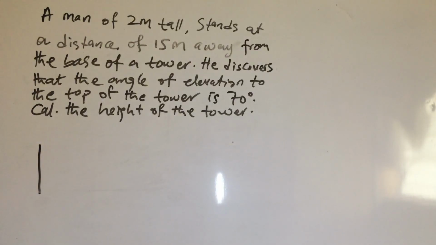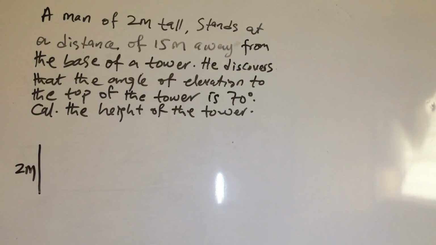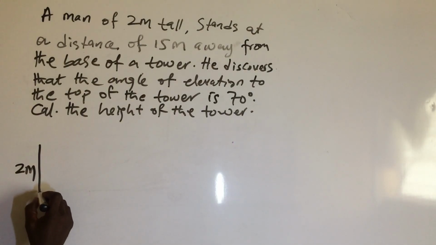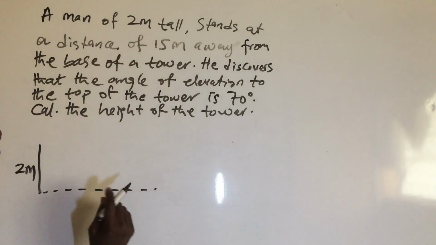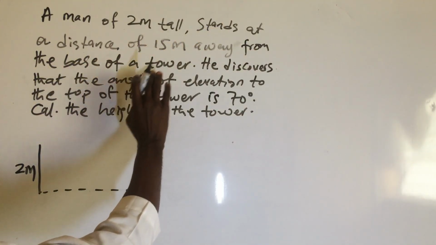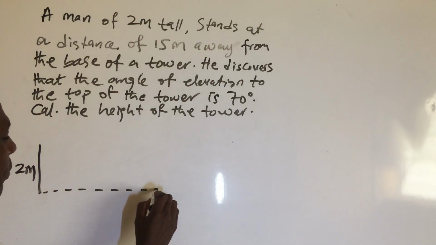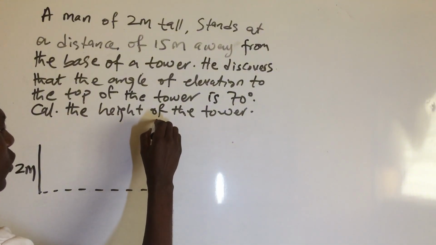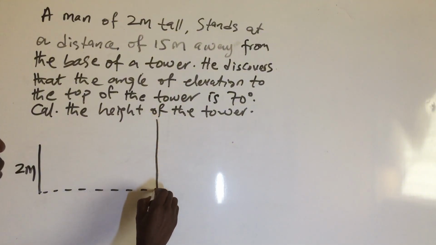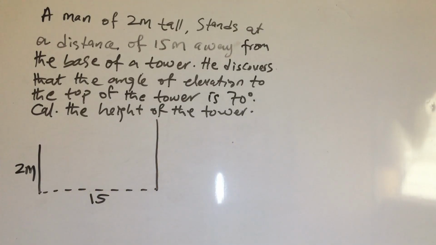This is the height of the man, okay? Then this man is 2 meters tall, right? Now, the man stands at 15 meters away from the base of a tower. Let's say this is the tower. So the man is standing 15 meters away from the base of the tower.